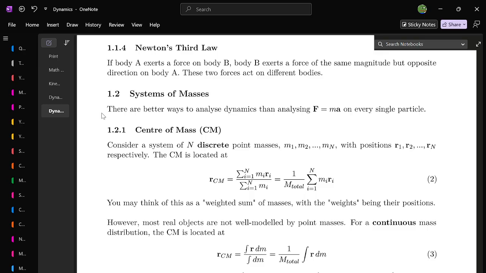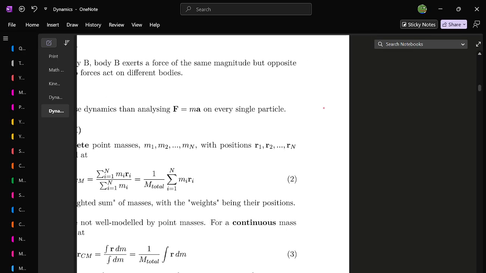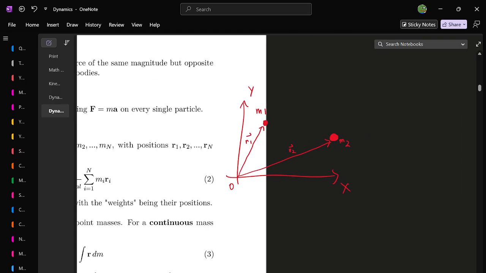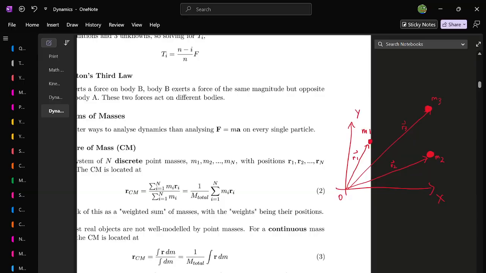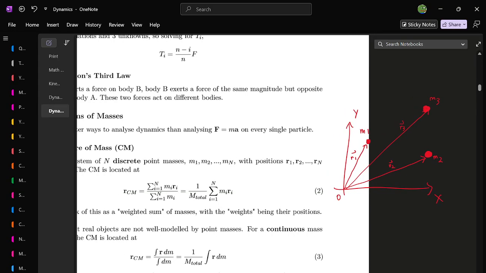So when you have a lot of masses, let's say you have a coordinate system, then you have your x and y axes. Say you have random masses everywhere, and we also draw the position vectors of these masses. Okay, so let's say you have three masses here.